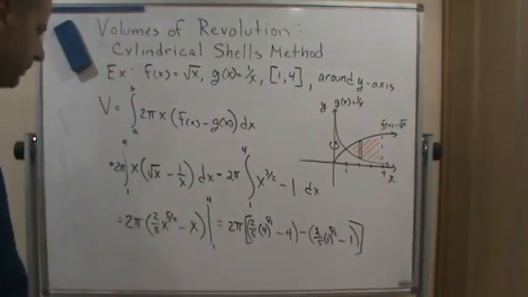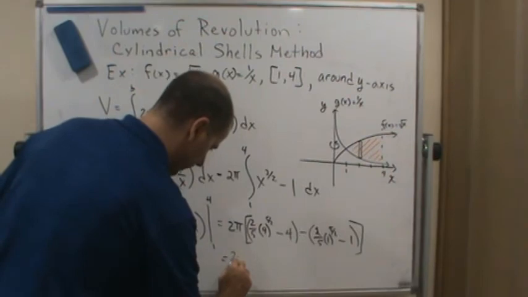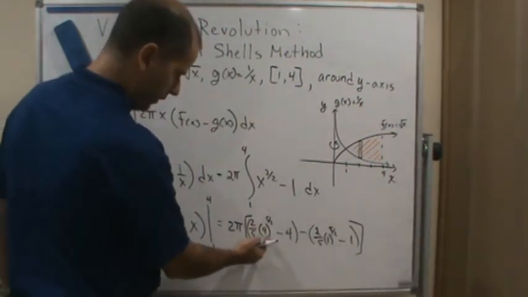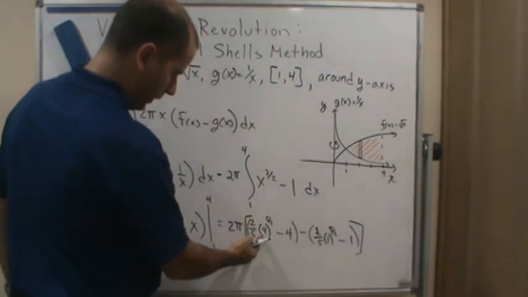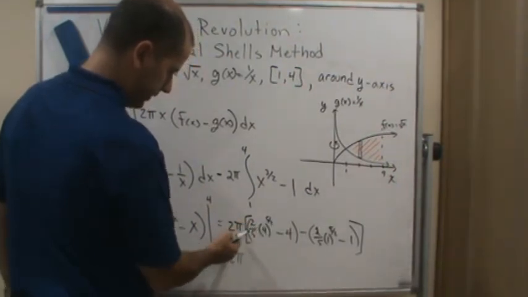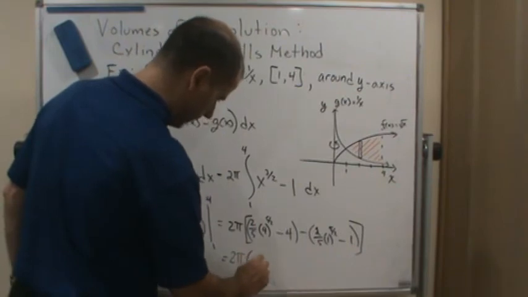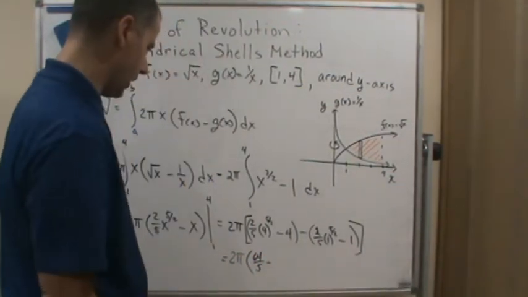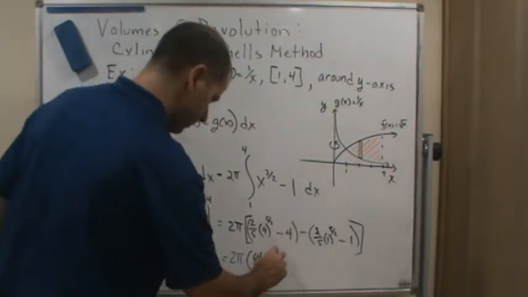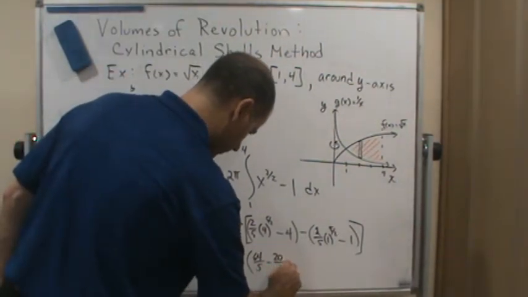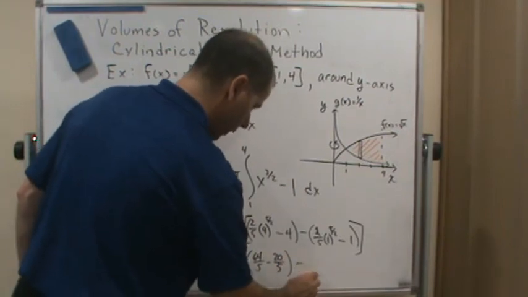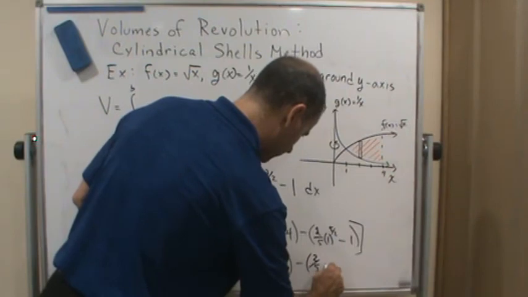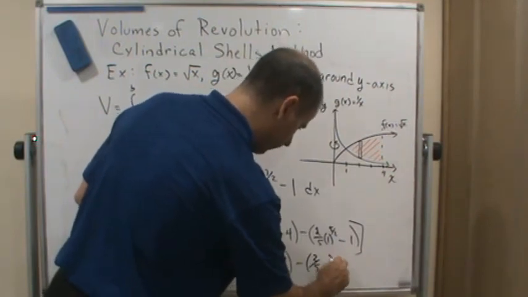Okay, and if we simplify this, what do we get? We get 2 pi. Now let's simplify this. Like I said, this is going to give you 32. And then 32 times 2 fifths is 64 fifths. Minus, this is going to be 20 fifths. Minus, this is going to be, again, 2 fifths minus 1, which we can call 5 fifths.